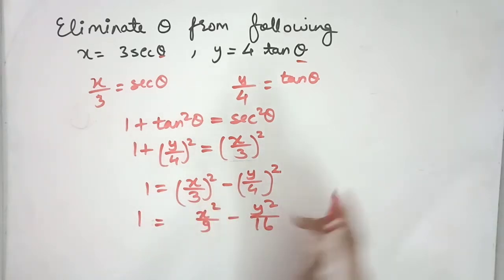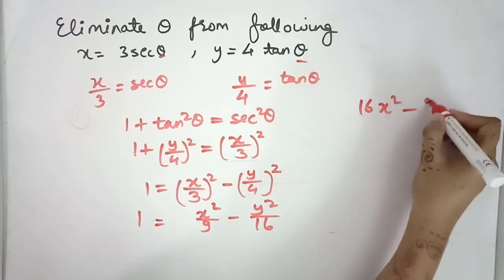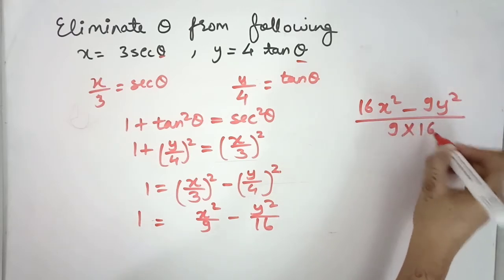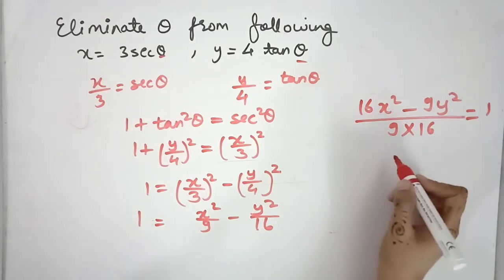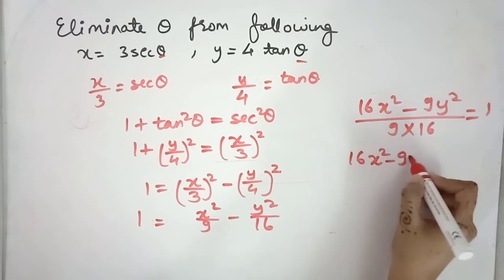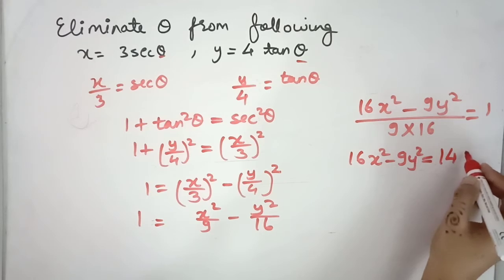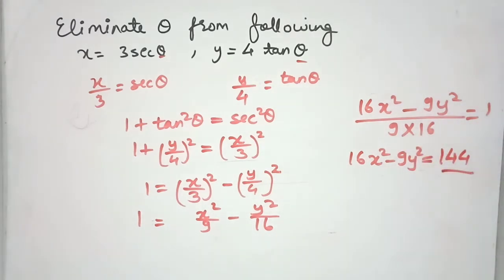We will cross multiply it. 16 into x square minus 9 into y square upon 9 into 16 is equal to 1. Now 16x square minus 9y square is equal to 9 into 16, which is 144. So 1 into 144 will be 144. This will be our equation eliminating theta.